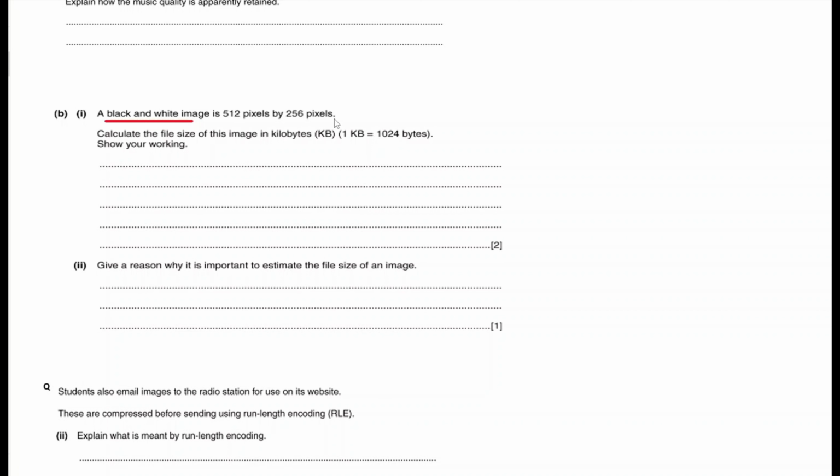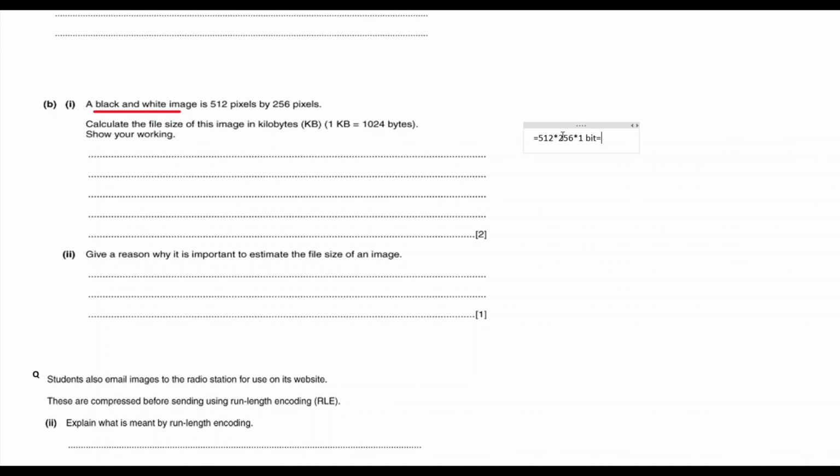By converting pixels into bits. Remember that for black and white color, each pixel requires 1 bit. How many bits? For black and white color, each pixel requires 1 bit, right? So you can use this formula, and the answer I will get will be in bits, right?